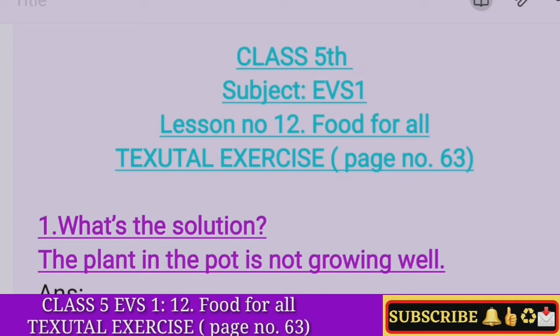Dear students, today we are going to have textual exercise of lesson number 12, Food for All, from the subject Environmental Studies Part 1 of class 5. Okay students, page number 63. Without wasting time, let's get started with question and answers.